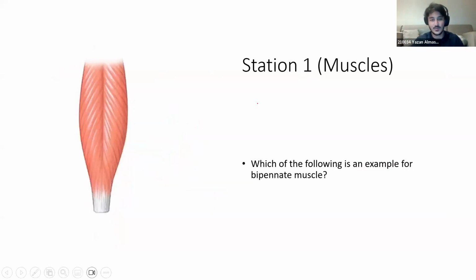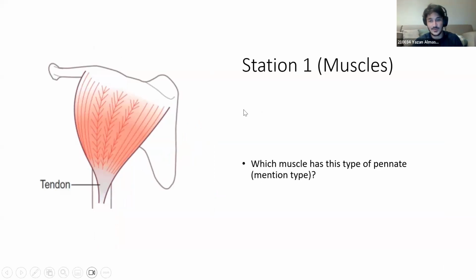Cool. So, which muscle has this type of pennate? Sorry, and mention the type. What is the answer? Multipennate.